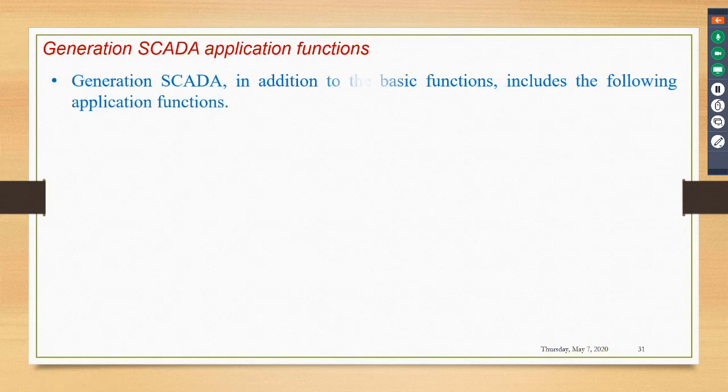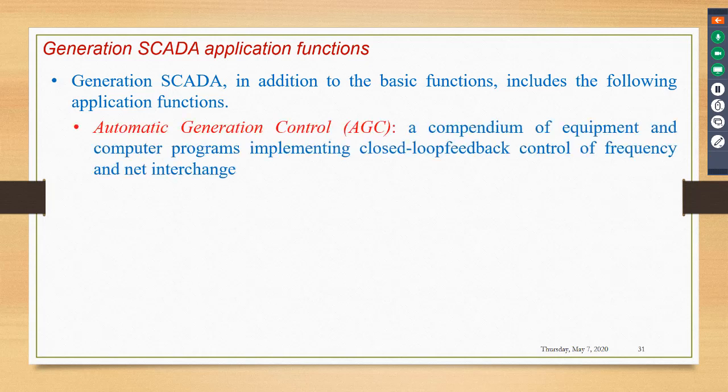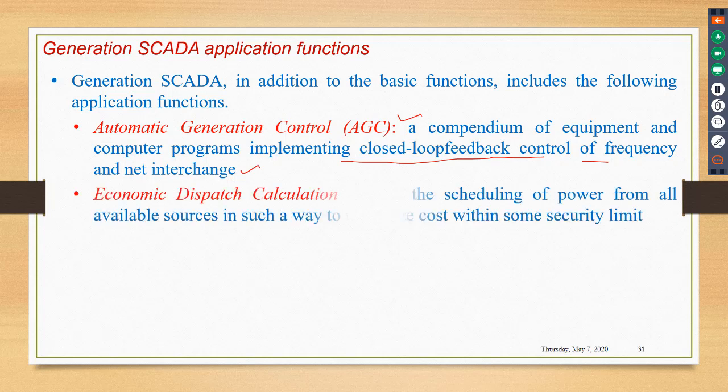Generation SCADA application functions, in addition to the basic functions, include the following application functions. The first is automatic generation control. It is a compendium of equipment and computer programs implementing closed loop feedback control of frequency and net interchange. So this is also, in fact, very important.